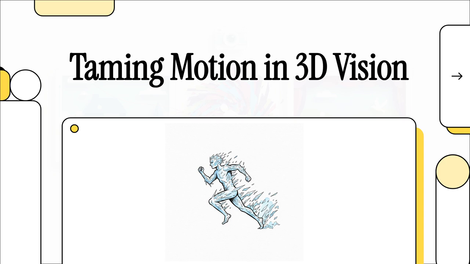But a new paper might have just cracked the code by teaching AI to see the world less like a static photograph and more like a stage play. Let's dive in and see how they did it.